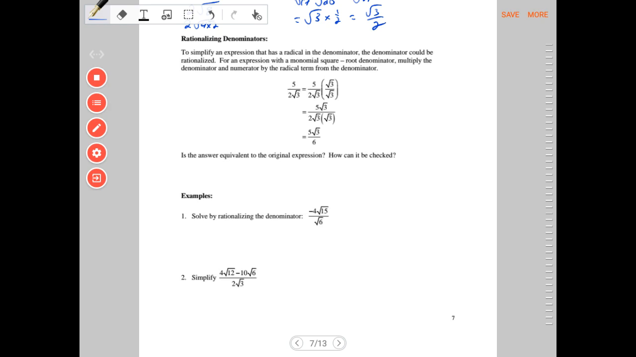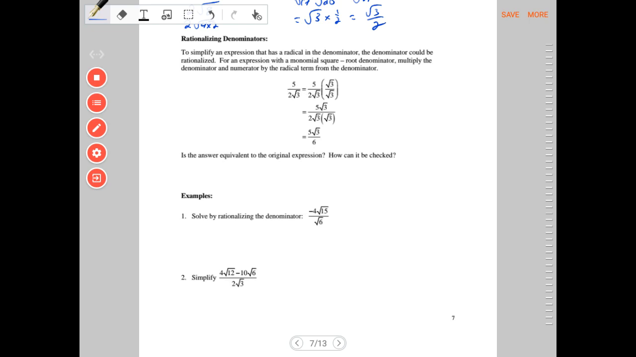Now, suppose you end up with something in the denominator that you can't divide, okay? To simplify an expression that has a radical in the denominator, it could be rationalized. For an expression with a monomial square root denominator, multiply both the denominator and numerator by the radical term from the denominator. That will help us to rationalize or get rid of the root sign in the denominator. Because again, anything with a root sign is an irrational number. So to rationalize it means to get rid of the root.